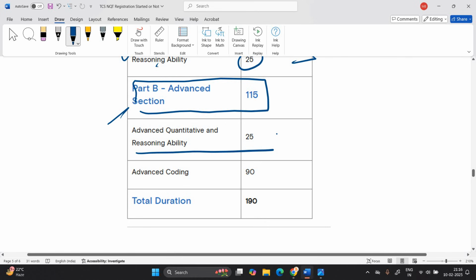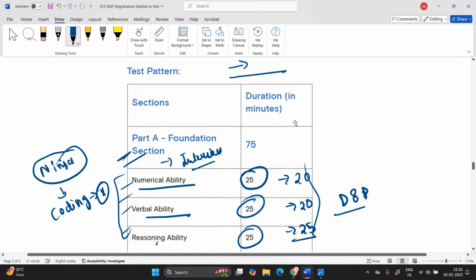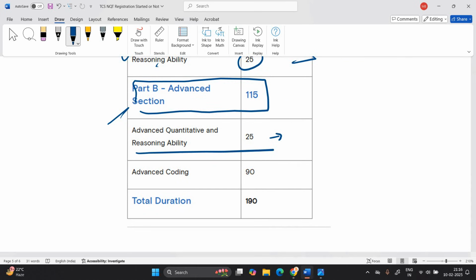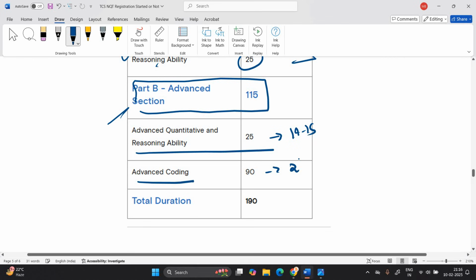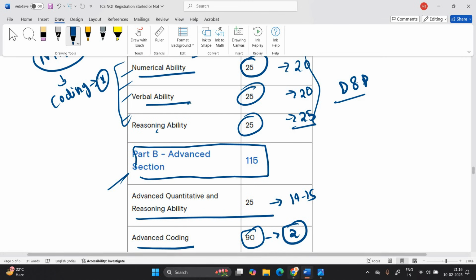Advanced reasoning ability is 25 minutes, and I think 14 to 15 questions are there, guys, okay. 14 to 15 questions, and in the Advanced coding, a total of 2 coding questions are there, okay. You have 90 minutes of time. Total duration is 190 minutes. So this is the pattern of the TCS examination.